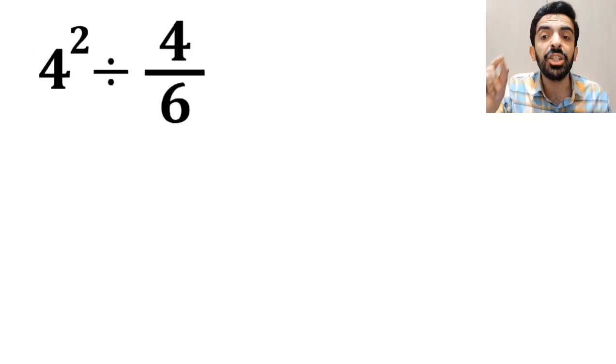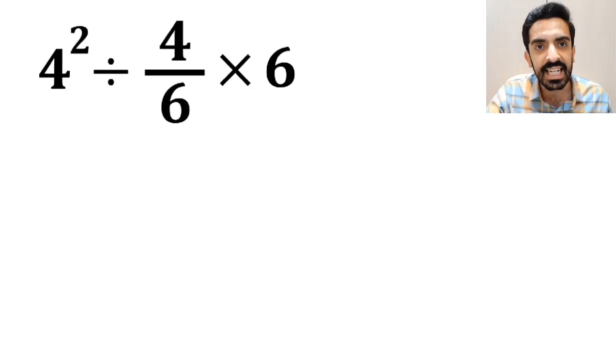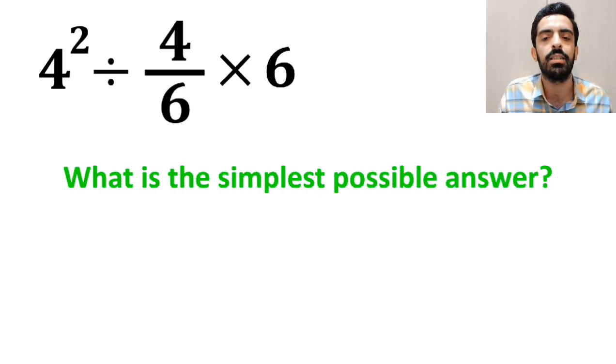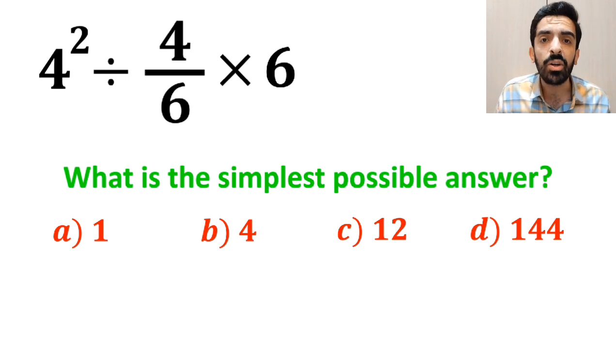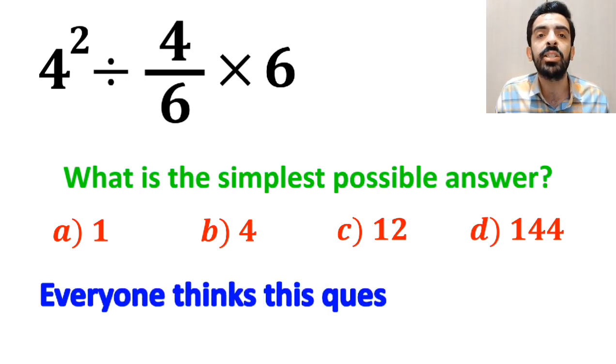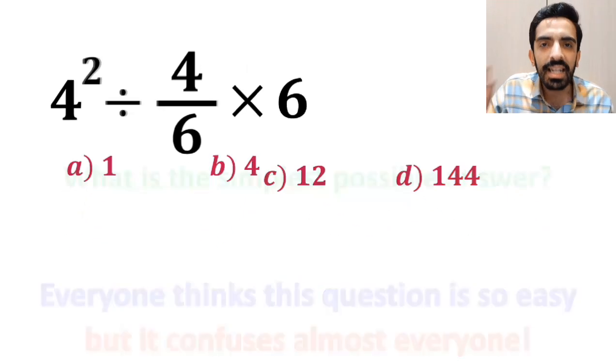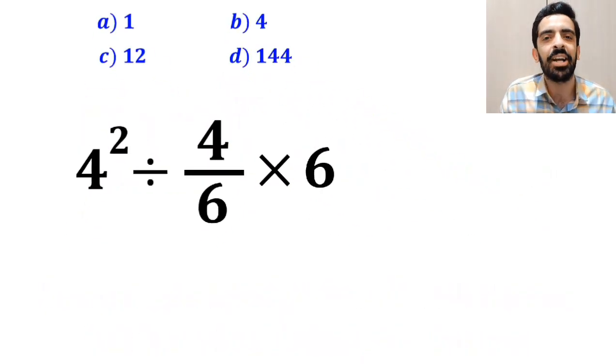If we have the expression 4 to the power of 2 divided by 4 over 6 multiplied by 6, then what is the simplest possible answer for this expression? Which option do you believe is the correct answer to this question? Everyone thinks this question is so easy, but it confuses almost everyone. Let's take a closer look and solve it together.